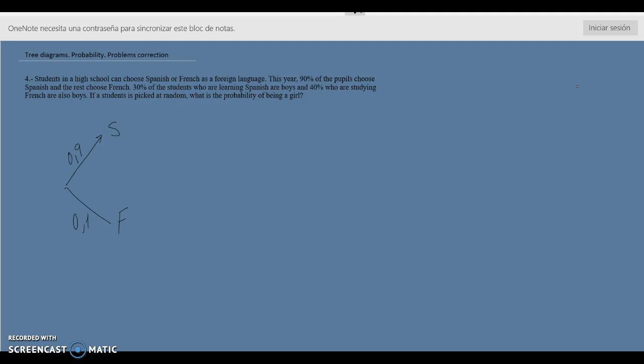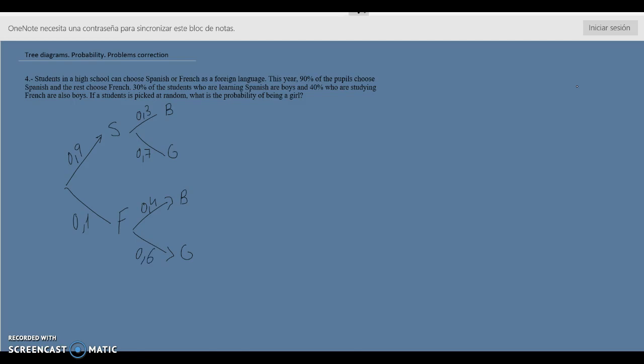So now we know that 30% of the students who are learning Spanish are boys, so we have boys and girls. This is 30%, so 0.3, and the girls are 0.7. And for French, we have boys and girls. We have 40% boys, so 0.6 girls.